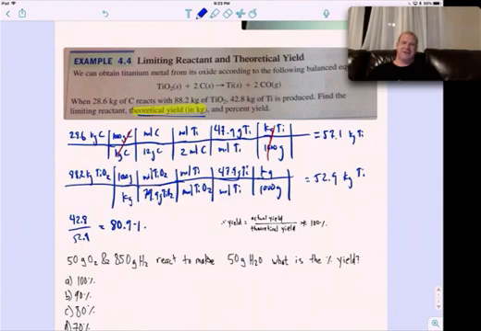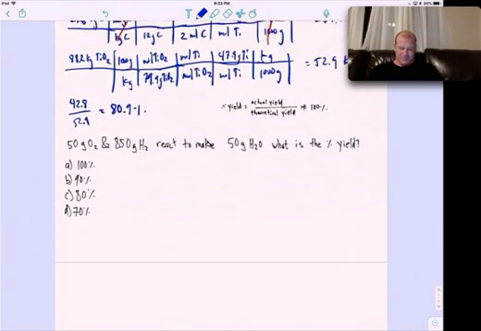Then it becomes a cost analysis. So let's say that you get a little bit more titanium, but the carbon's more expensive. Maybe it's better not to spend the extra money on carbon and not get as much out. So that's where problems like this go. And that's what we do with chemistry and this kind of knowledge in the real world.